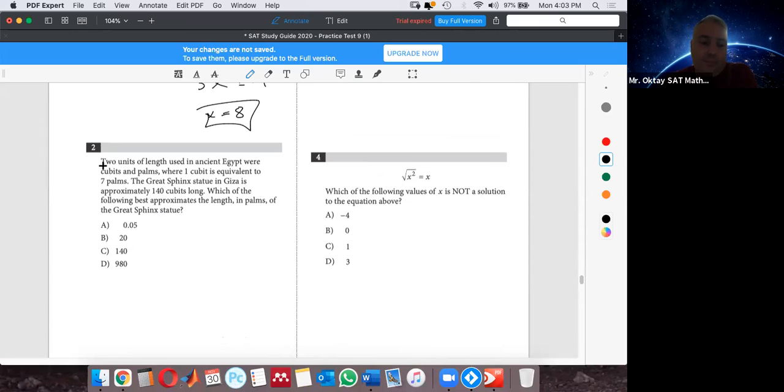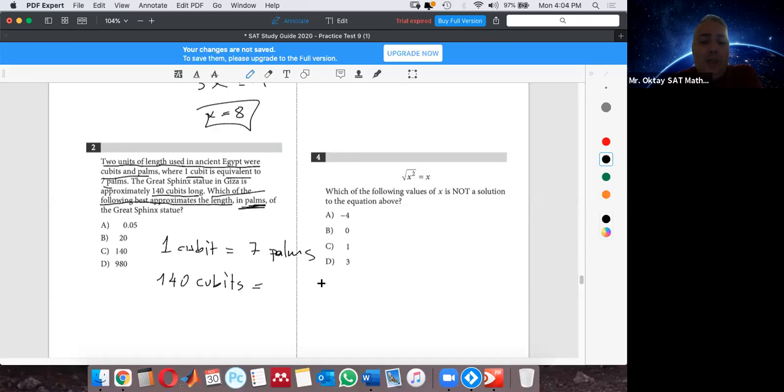Here, 2 units of length used in ancient Egypt were cubits and palms, where 1 cubit is equivalent to 7 palms. So let us write 1 cubit equals 7 palms. It then says that the Great Sphinx of Giza is approximately 140 cubits. Which of the following best approximates the length in palms?